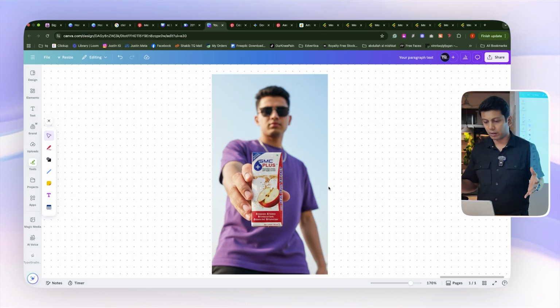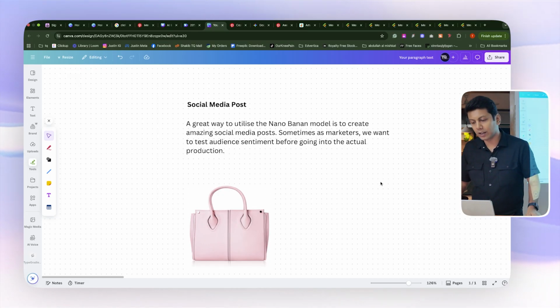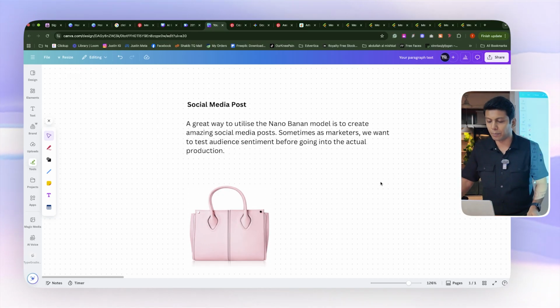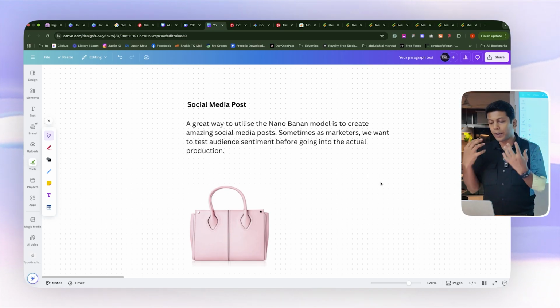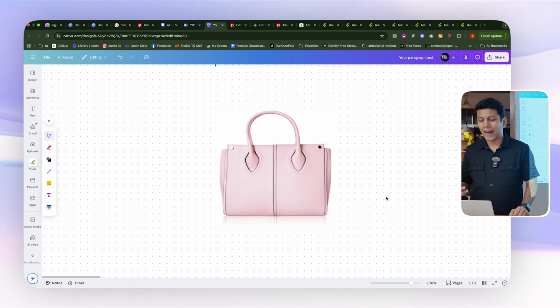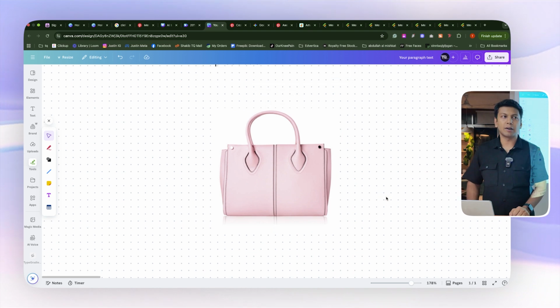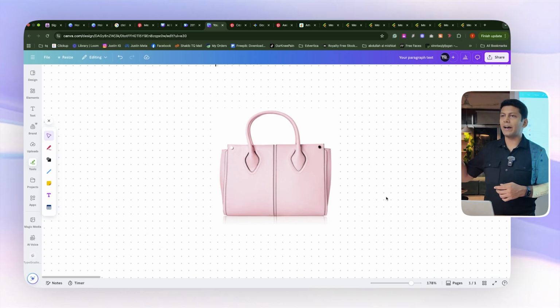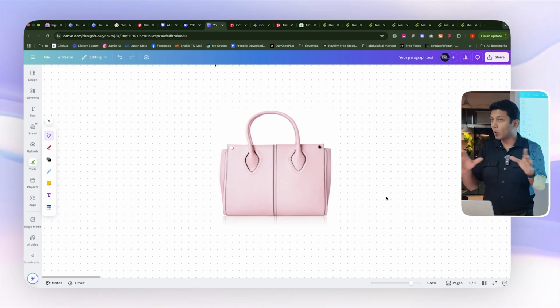The third use case is social media posts. A great way to utilize the Nano-Banana model is to create amazing social media posts. Sometimes as marketers, we want to test audience sentiment before going into the actual production. For example, you have this bag in this particular color, but you want to manufacture some more bags in different colors. But which colors would you choose? Of course, if you manufacture 5,000 units of a particular color that no one likes, then you'll be in trouble. So now we can test that sentiment. Or let's take another example.